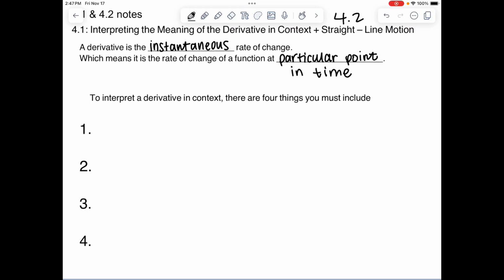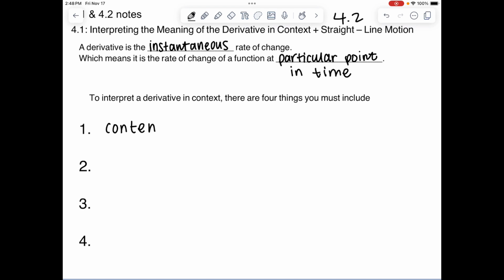And so to do this, there are 4 things you must include when you are talking about a derivative in context. And so the first one is you have to talk about the context of the function. So for example, if your function is talking about snowfall and how much snow has accumulated on the ground, then if you talk about the derivative in context, you need to talk about snow.